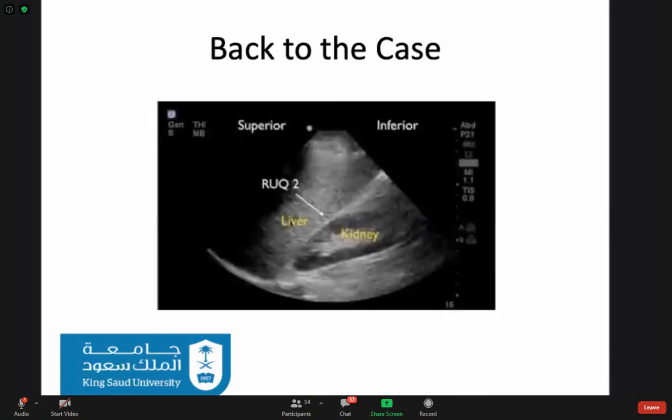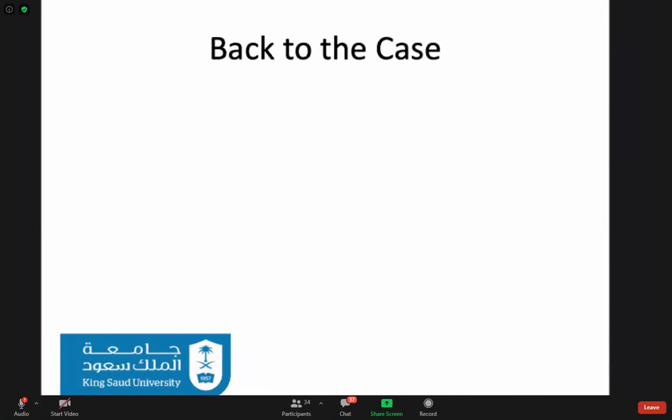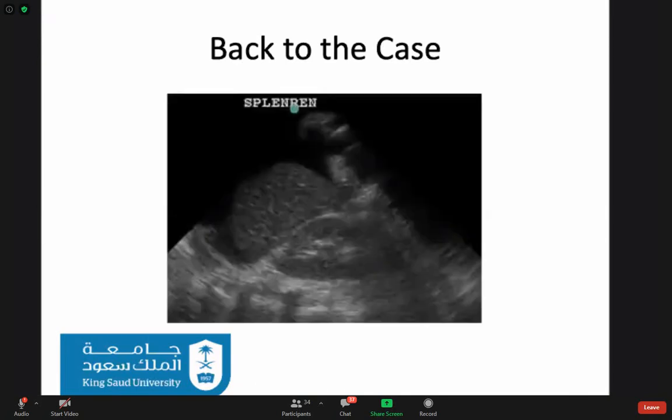Right upper quadrant. So you can see that this is the liver as mentioned. This is the kidney. This is the interface. And obviously you have to go through all the interface, superior and inferior. You have to make sure that you cover everything. But this is just the still image to tell you that there's nothing. Okay. And then you go to the left upper quadrant. What's going on?